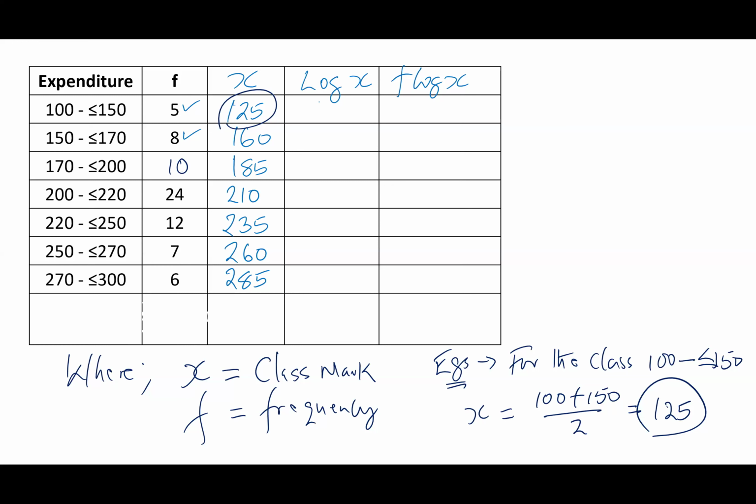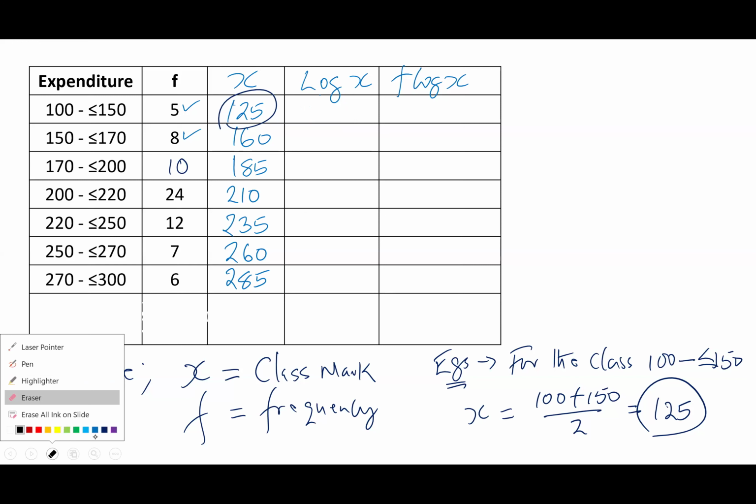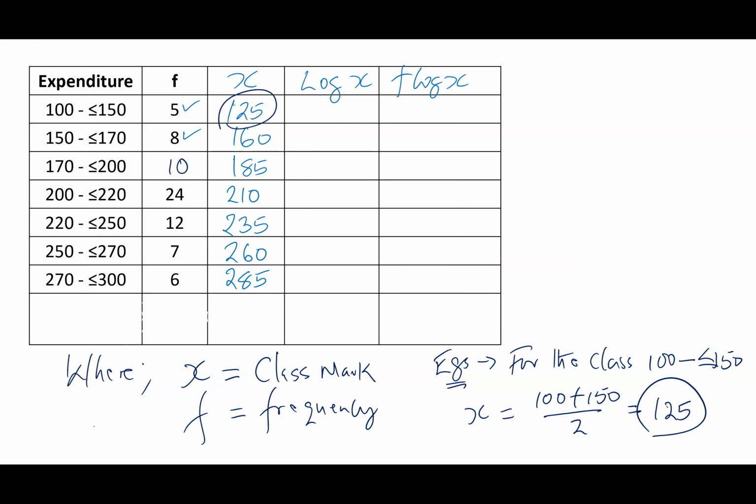Yes, the first one, I have 2.097. Then the second one. By the way, these ones you have to go to 4 decimal places. That is our standard. Okay, so give me 4 of them.